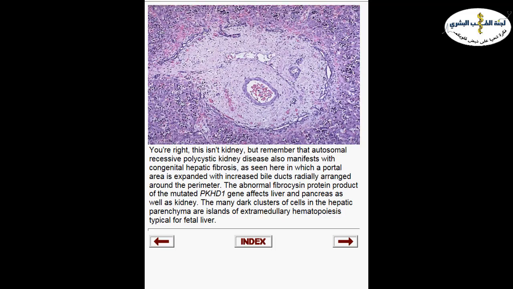So going back to a liver biopsy from the same patient of autosomal recessive polycystic kidney disease, and as we have said, because of the mutation involving fibrocystin protein, they will have congenital liver fibrosis also. And here we can see the fibrosis in the periportal area mainly, and here we can see the abnormal proliferating ducts radially arranged around the fibrotic area due to this mutation involving the fibrocystin protein.